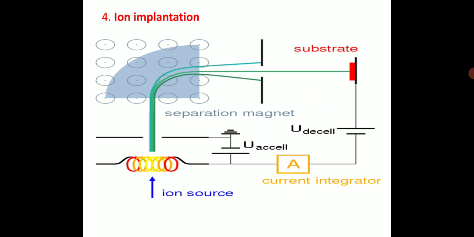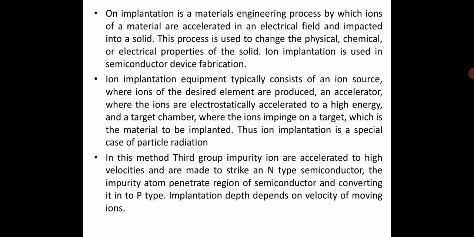Okay. Here the magnetic field will be perpendicular to the accelerated ions, and a force acts on the accelerated ion. That force is F equal to Q V cross B, and the ion moves with that velocity. But unlike diffusion, where we work at a higher temperature, ion implantation is done at low temperature.